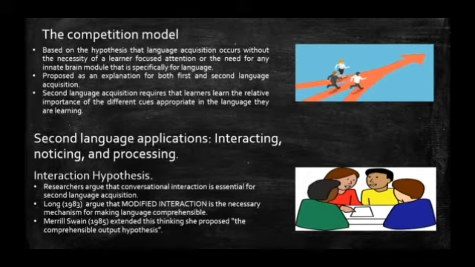The interaction hypothesis claims that comprehensible input is important for language learning. Researchers argue that conversational interaction is essential for second language acquisition. Michael Long argued that modified interaction is the necessary mechanism for making language comprehensible. And Merrill Swain extended this thinking, and she proposed the comprehensible output hypothesis.